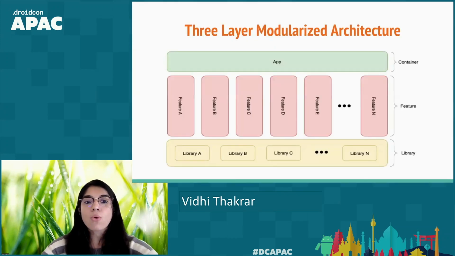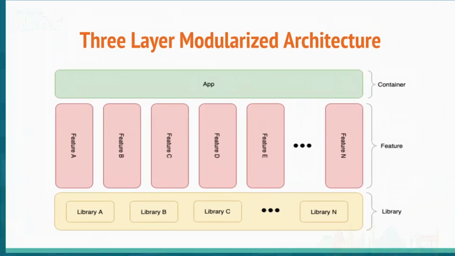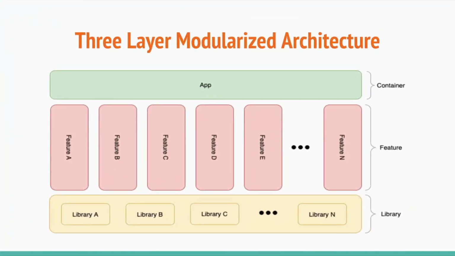So this is how our architecture looks. At the bottom, you can see that we have library modules. On top of that, we have independent feature modules. And at the top, we have an app module. In terms of dependency, what we are saying is that the app module can have a dependency on feature modules as well as on library modules. Feature modules can have dependency on the library modules. So that's how the dependency would look.